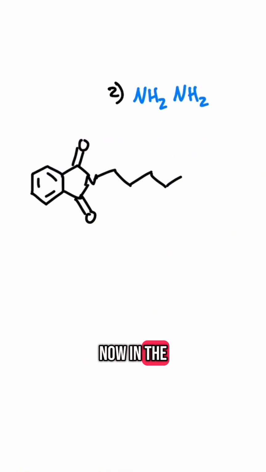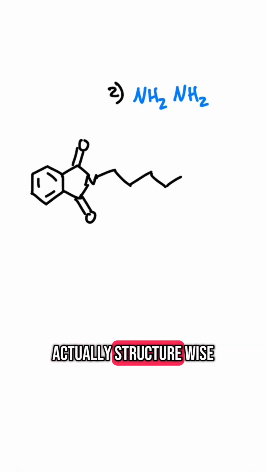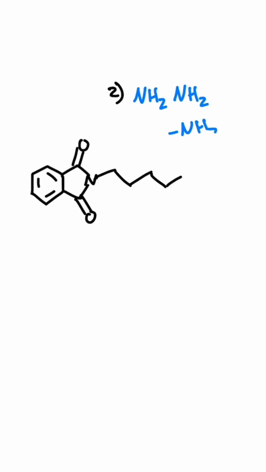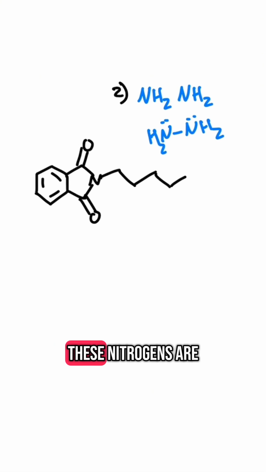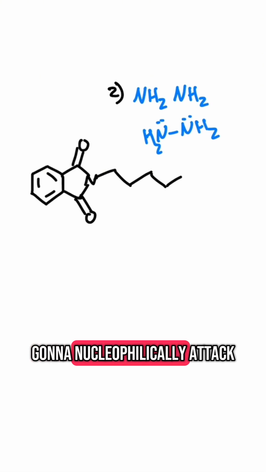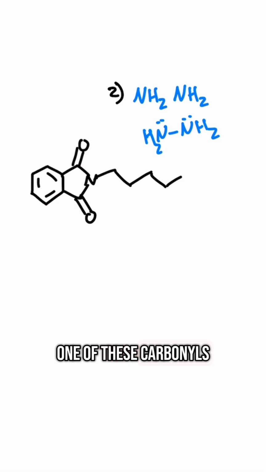Now, in the second part of our reaction, we have our N-functionalized phthalimide here, and then for the second step, hydrazine. Hydrazine, structure-wise, looks like this right here. We have lone pairs on our nitrogens. Remember, that's always important. So what's going to happen is these nitrogens are going to nucleophilically attack one of these carbonyls, and so this is going to happen.